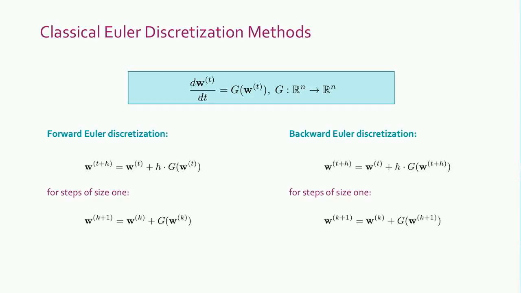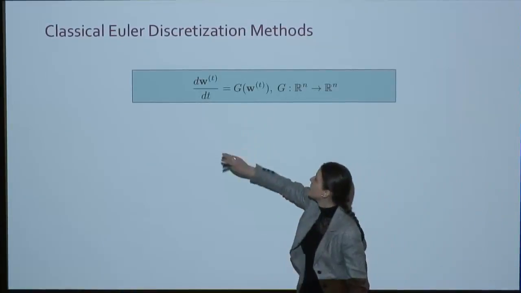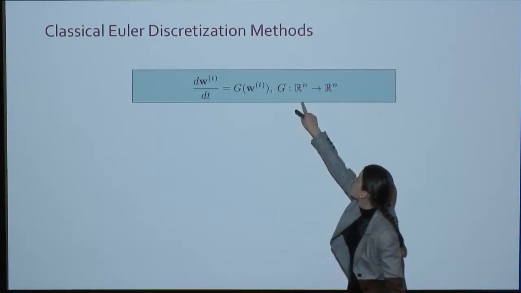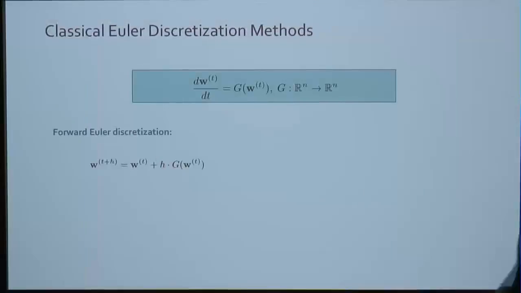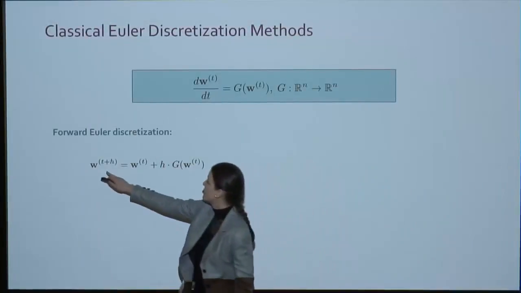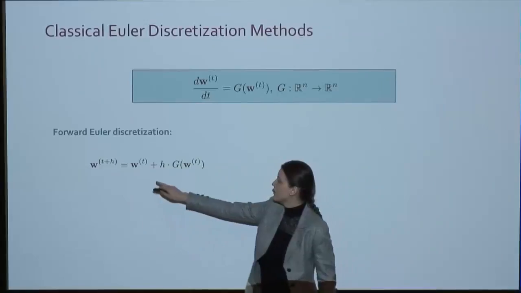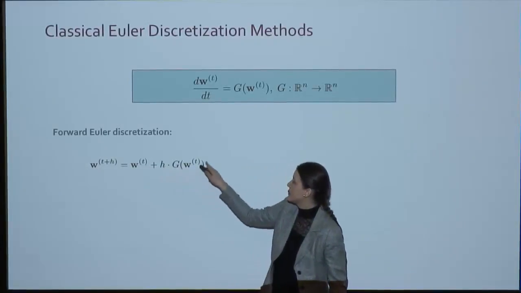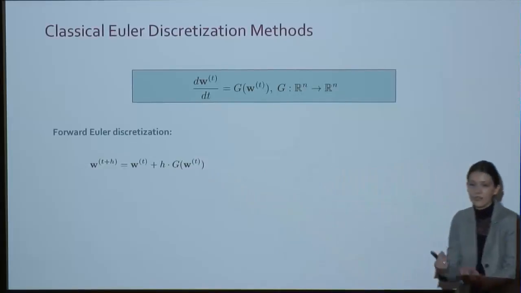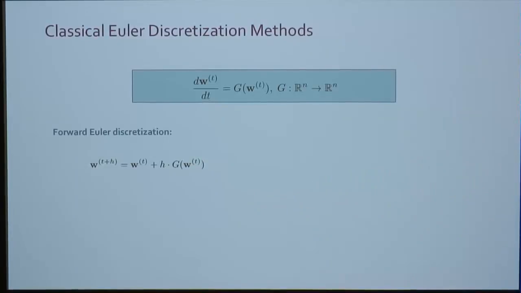So if we have an ordinary differential equation, where g is some vector field that maps R^n to R^n, what forward Euler discretization does, when you move from time t to time t plus h, is get w(t+h) = w(t) + h·g(w(t)). So you only use what is available up to the previous timestamp. You don't need to look into the future.